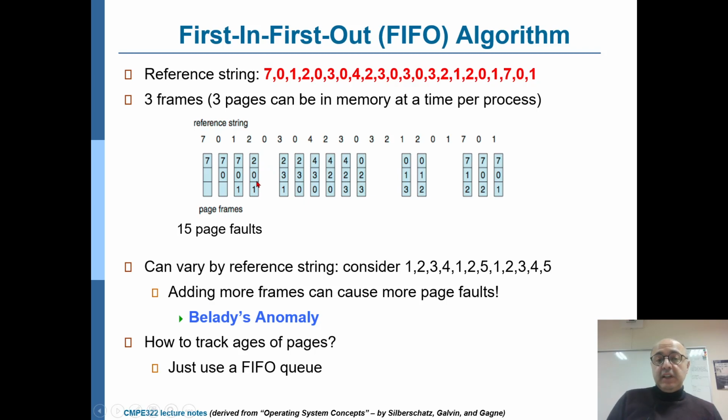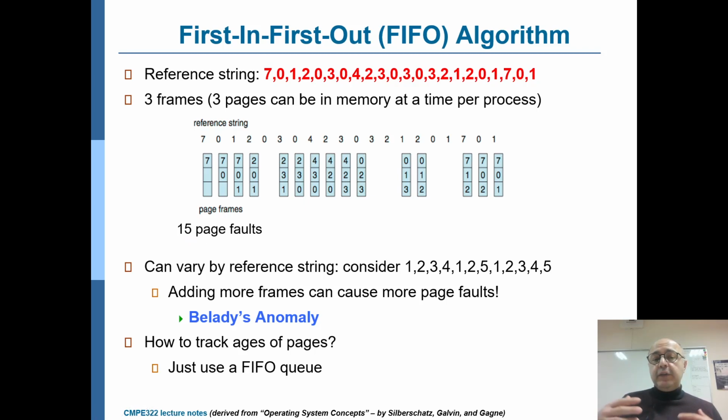7 is already gone, so the oldest one among these is 0, so 0 is replaced by 3. Then you have another access to 0, unfortunately. So that was a very bad decision to replace 0, but we don't know the future. So now you pick 1 as the victim and replace 1 with 0. So if you run this algorithm, you can see that we have 15 page faults.